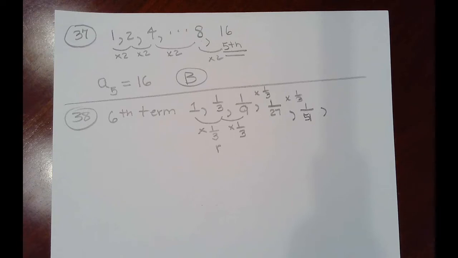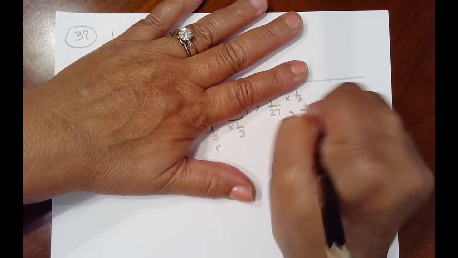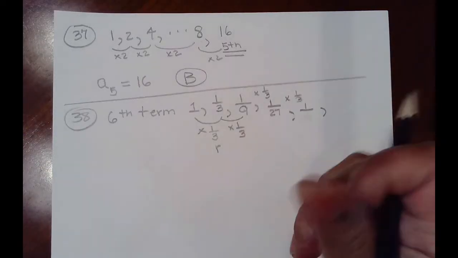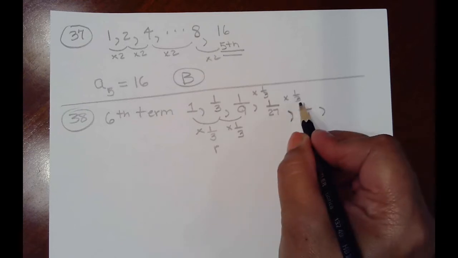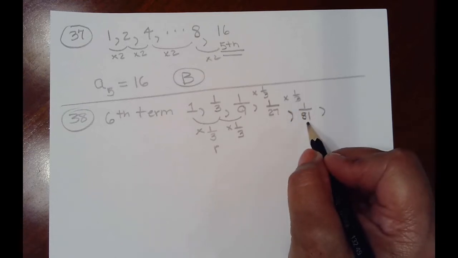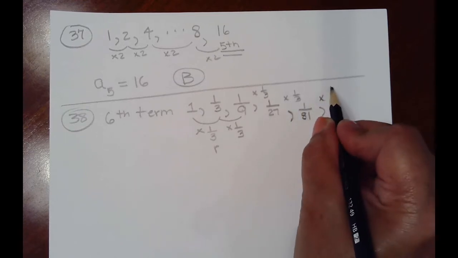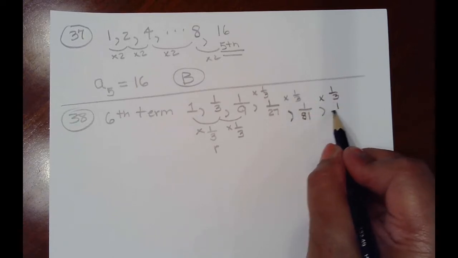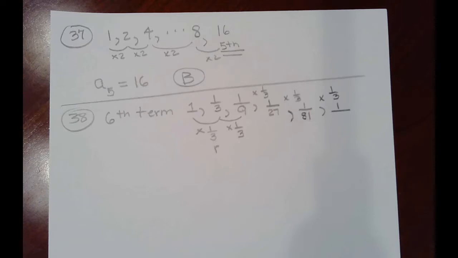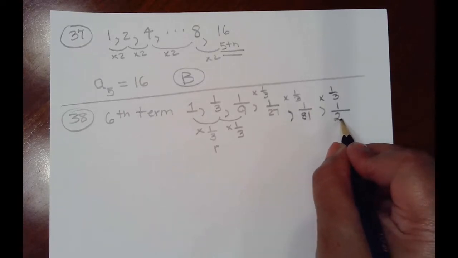Hold on one second. 27 times 3. Oops, I got that wrong. I knew there was a little problem there, so I went to my calculator. 27 times 3 is 81, and then just do it again. Multiply by 1/3, and you get 1 times 1 is 1, and then 81 times 3, I think, is 243. Yep, 243.